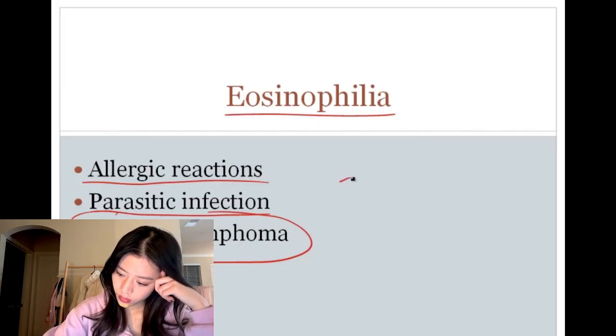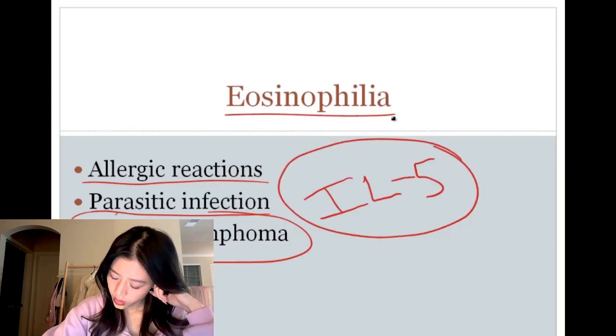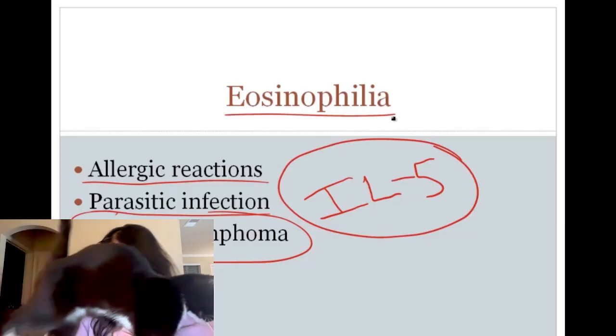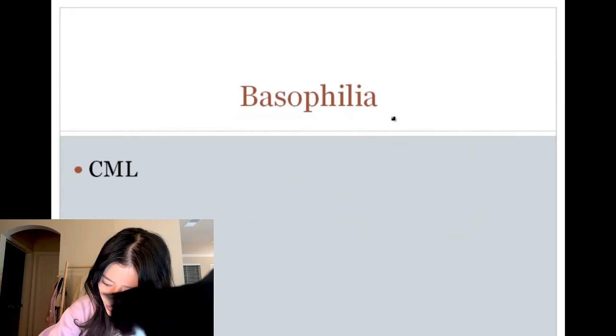And examiners like you to know that the mechanism by which this eosinophilia occurs is increased IL-5 production. So in the case of Hodgkin's lymphoma, the mechanism by which the eosinophilia occurs is increased IL-5 production.